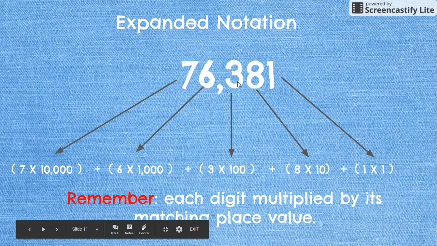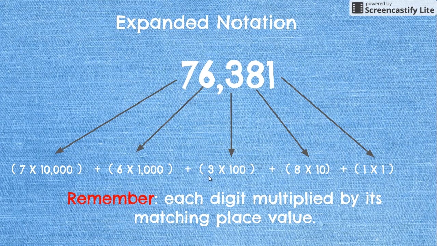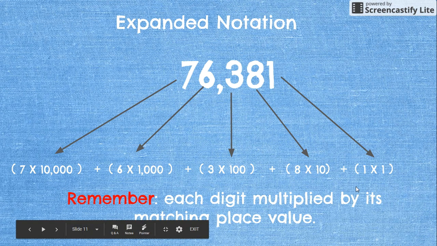Okay. We move to our hundreds. We have 3 hundreds, and the value of each 100 is 100. So we multiply 3 times 100. We move to our thousands place. The digit in our thousands place is a 6. We multiplied it by 1,000 because that's how much the thousands place is worth. And then the 7, of course, is what we put first. And then we multiply that by 10,000 because that's how much that place value is worth, 10,000. And so remember that each digit is multiplied by its matching place value.